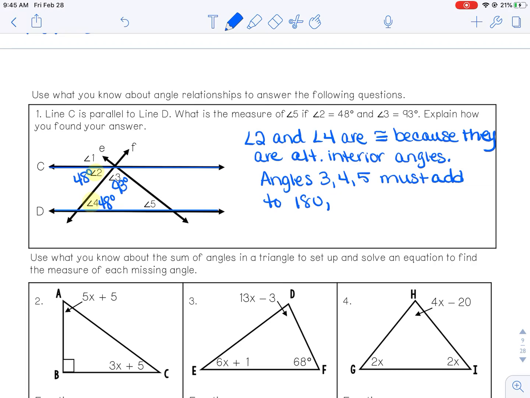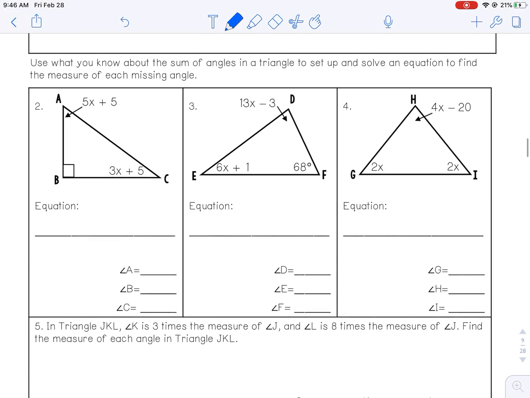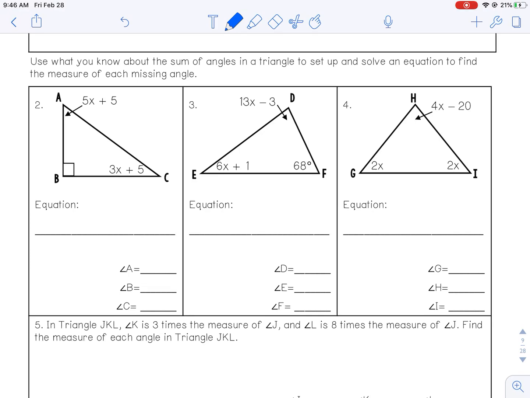So what I would do is type 180 in my calculator, subtract 93, and subtract 48. What I would end up with is angle 5 being equal to 39 degrees. And there is another way you could do it. You could go with angle 1 and 5 at the beginning. Just depends on what you feel more comfortable with. Of course, we have to have a little bit more algebra in here, some equations.